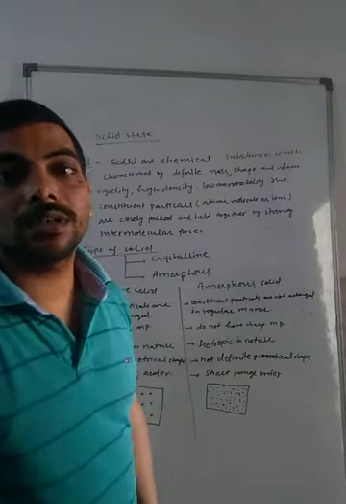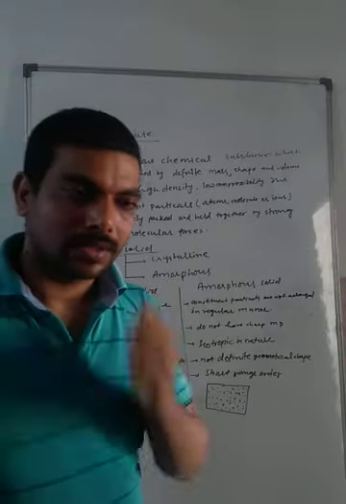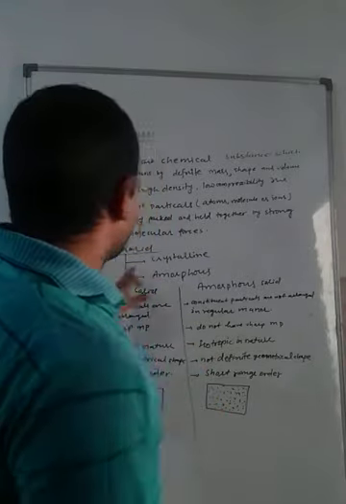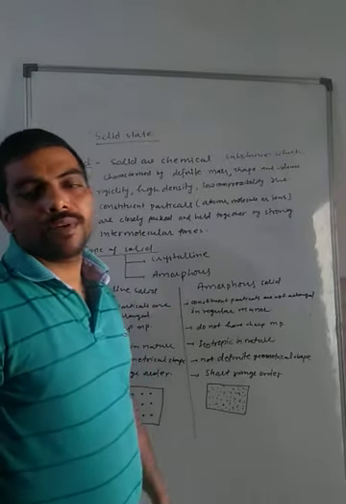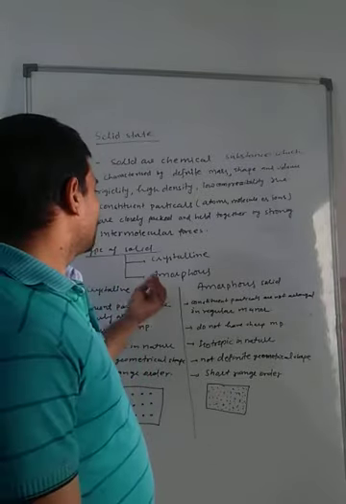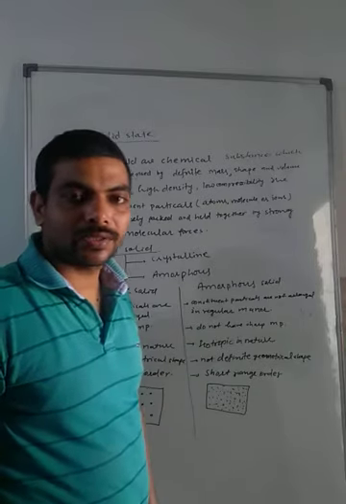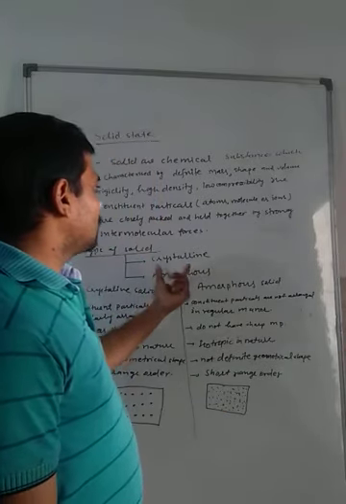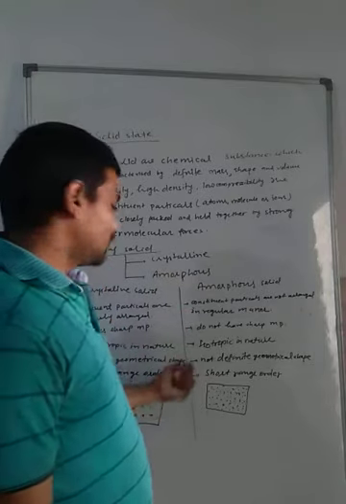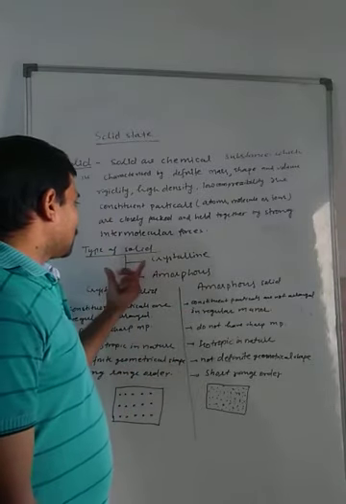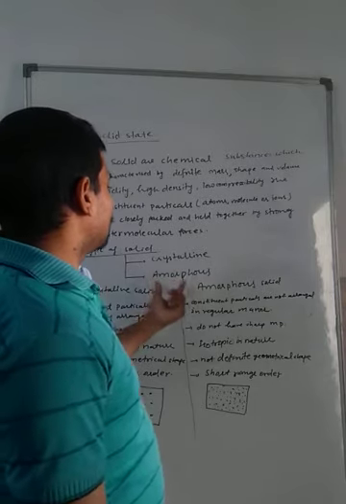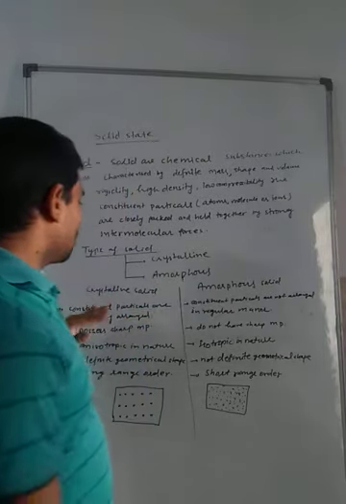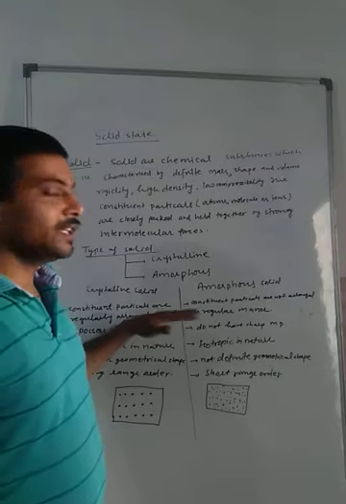Now the question comes to our mind: types of solids. We are very familiar with both these types of solids, but we need to know about them in detail. So solids can be further classified into two categories: crystalline and amorphous. In crystalline solids, the constituent particles are regularly arranged.